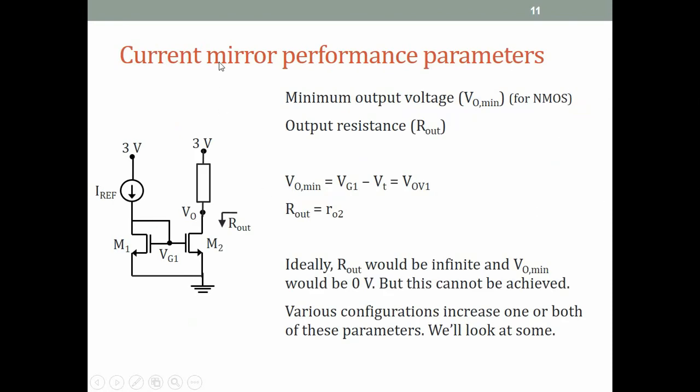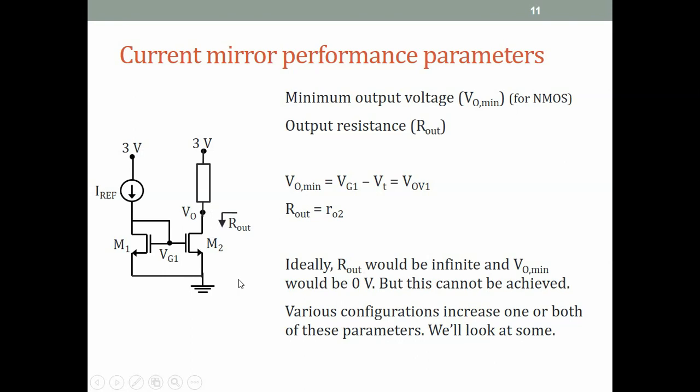Alright, so we've built a current mirror, and we can think of this whole circuit, the 3 volt IREF, M1, M2, and if I enclose this in a box, then that box itself is acting like a current source with a current flowing from VO to ground. And whenever we have a current source, we must be able to characterize and give some quantitative measures of how good a current source it is.